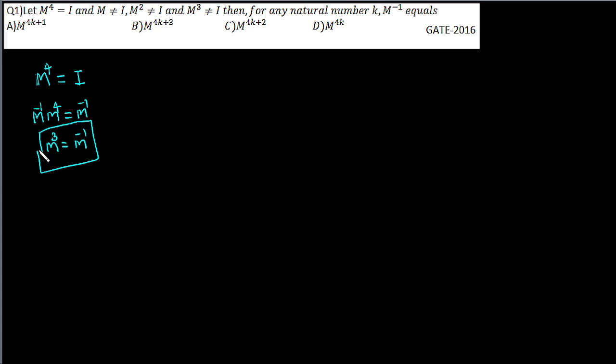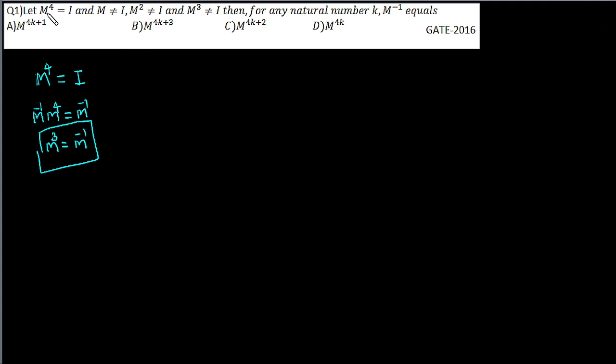But if you see the options, none of the options is given in this term. They are given in the general term, and here they have introduced a number k, which is any natural number. So we have to find the answer in terms of k. You can see all the options are in terms of 4k, 4k, here also 4k, here also 4k. We are given the condition that M to the power 4 is the identity matrix.